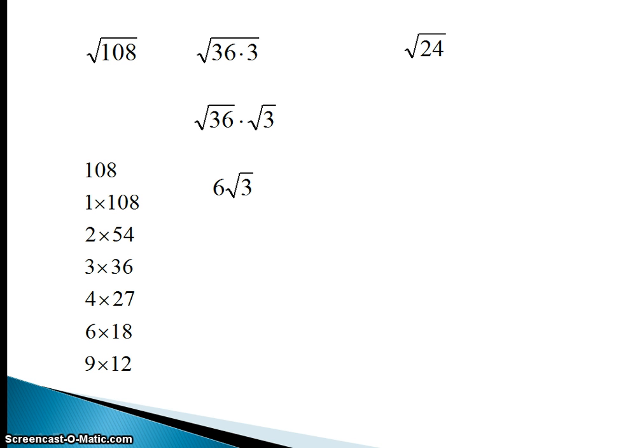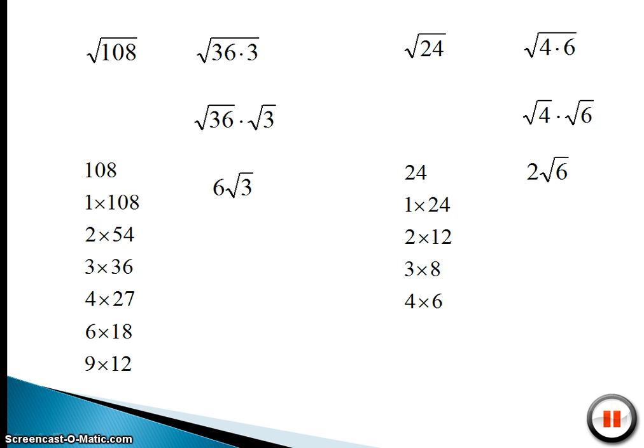If we were to simplify the square root of 24, then we would start the same way and factor 24. The largest perfect square is 4, and so we're going to use the factors 4 and 6 under the square root. We're going to separate those two factors, simplify the square root of 4 to 2, and so our answer is 2 times the square root of 6. Pause now and copy both examples on this slide.